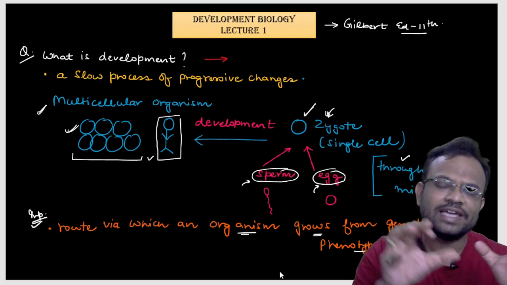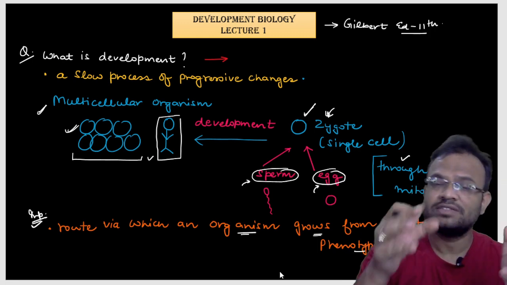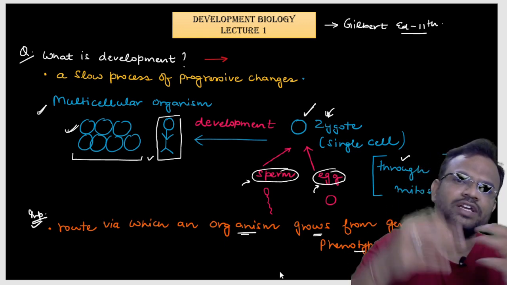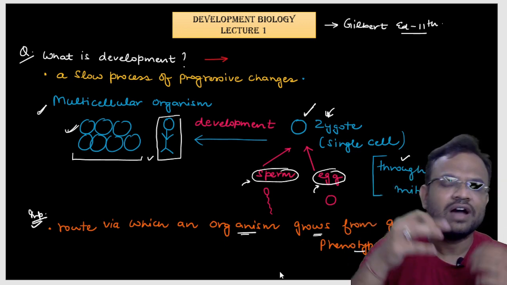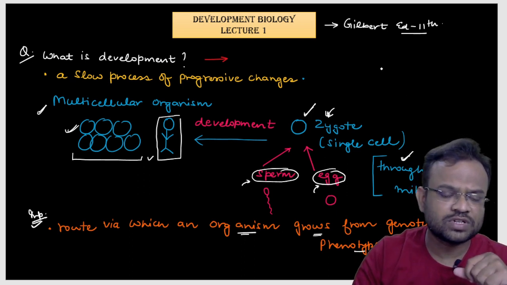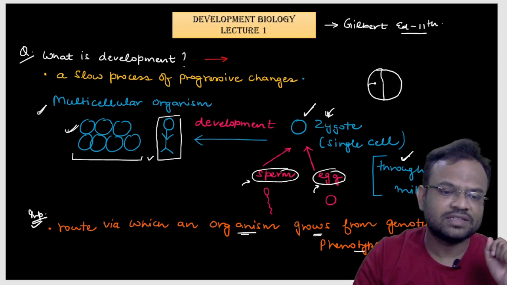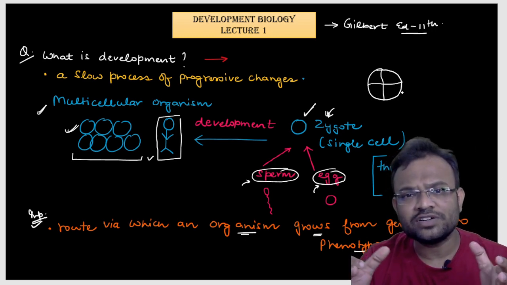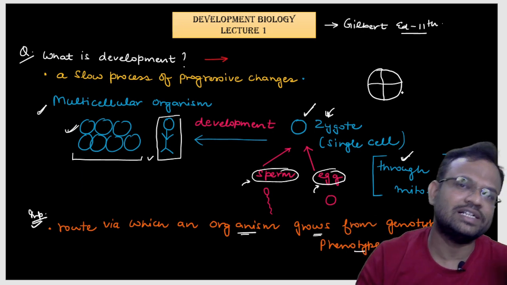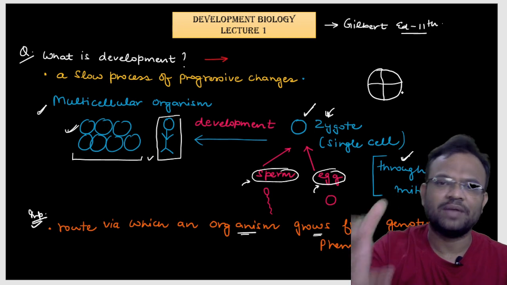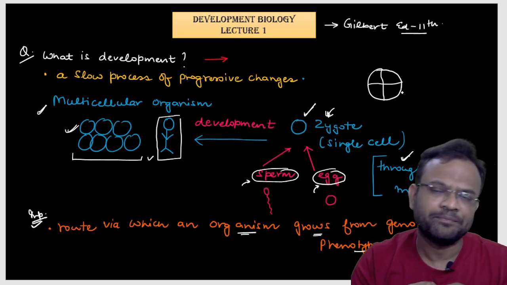Right? Now zygote is a single cell, but zygote has a large potency in it. That means zygote can divide and divide and divide and divide. How will it divide? It will divide through mitosis. Now suppose this was zygote. What happens is one division will take place like this, another division will take place like this, and continuously divisions will take place. This will result in the formation of multiple cells and ultimately lead to the formation of an embryo or an adult human being.